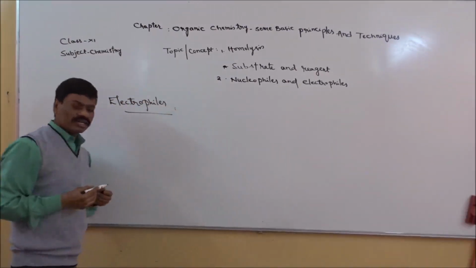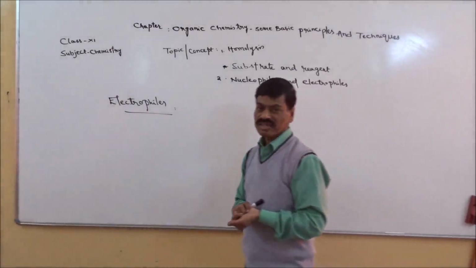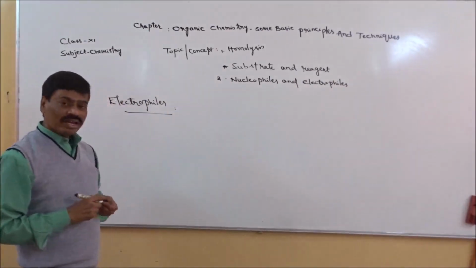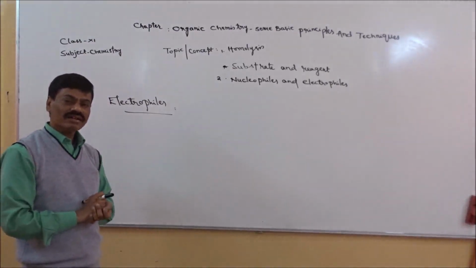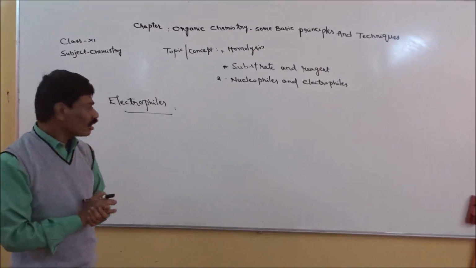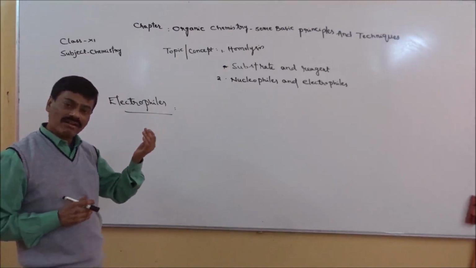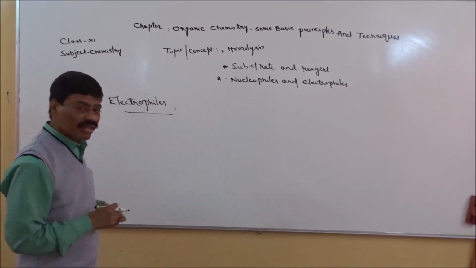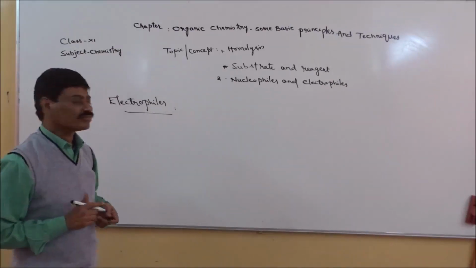What are called electrophiles? Electro refers to negative charge. Right? Electro refers to negative charge. And an electrophile is represented by E minus or E with a lone pair of electrons, E with two dots. Okay. Nucleophile means a species which brings an electron pair. Electrophile is quite the opposite to that. That is, a species which takes away an electron pair.